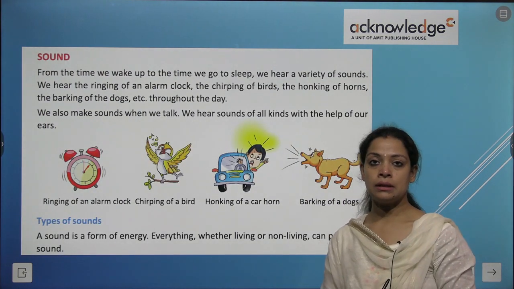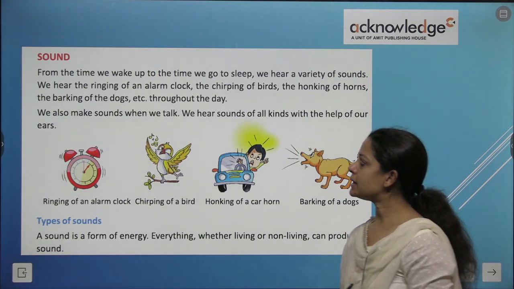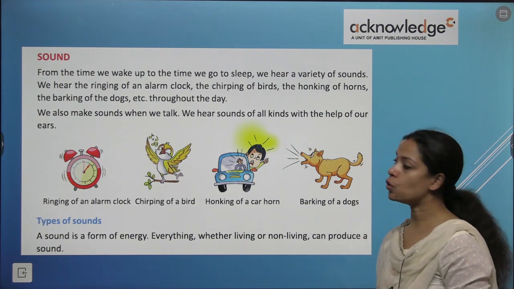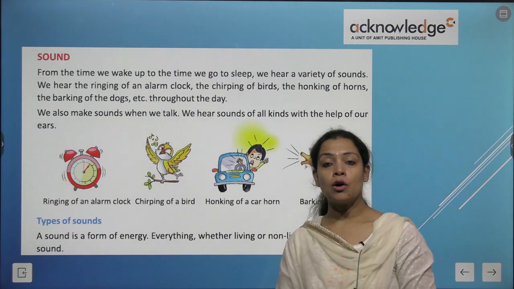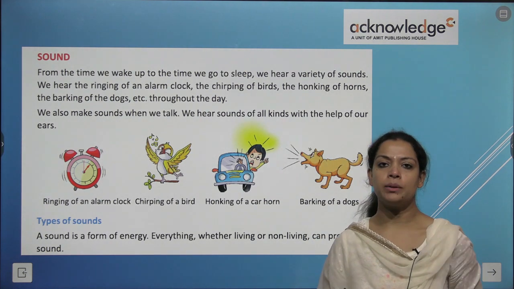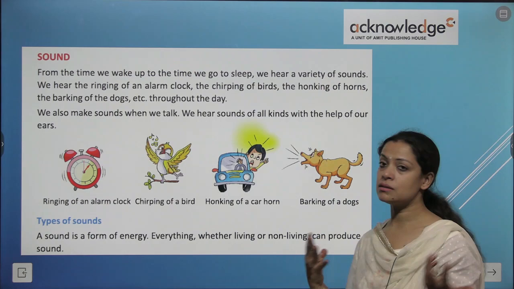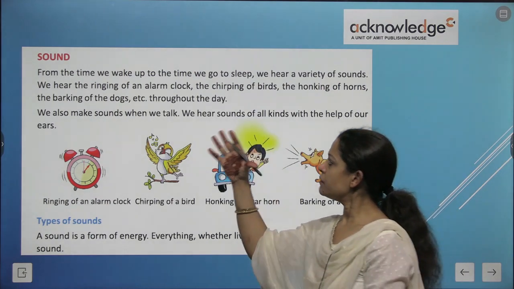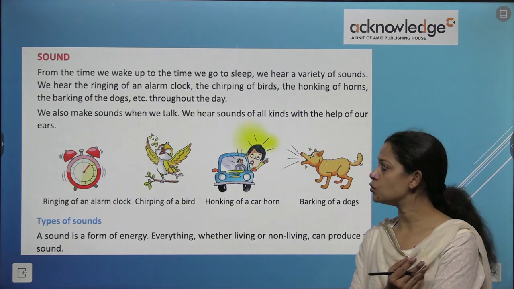Now let's come to study about sound. From the time we wake up to the time we go to sleep, we hear a variety of sounds. So what all kinds of sound we hear? Chirping of birds, then flow of air, water, wind around us, then horns. We hear ringing of an alarm, chirping of bird, honking of horns, so many things.